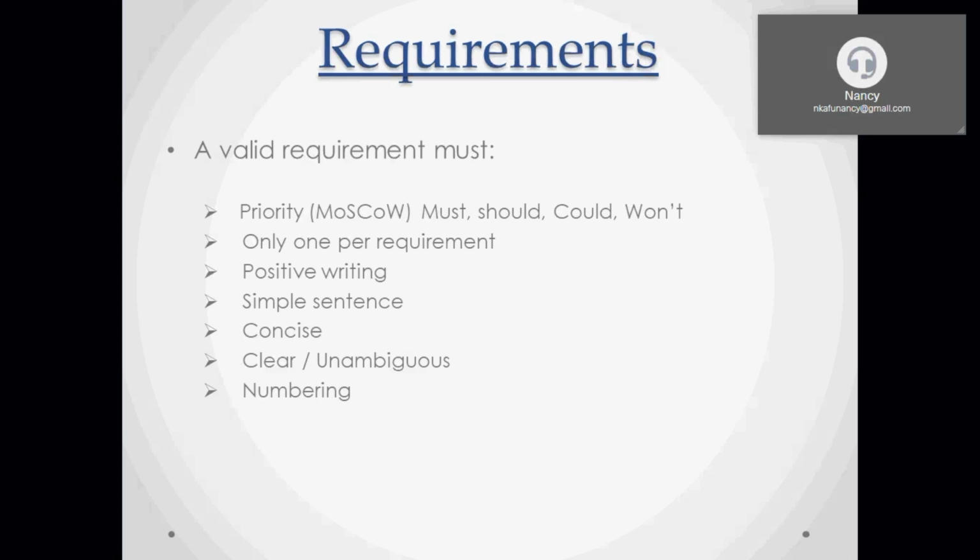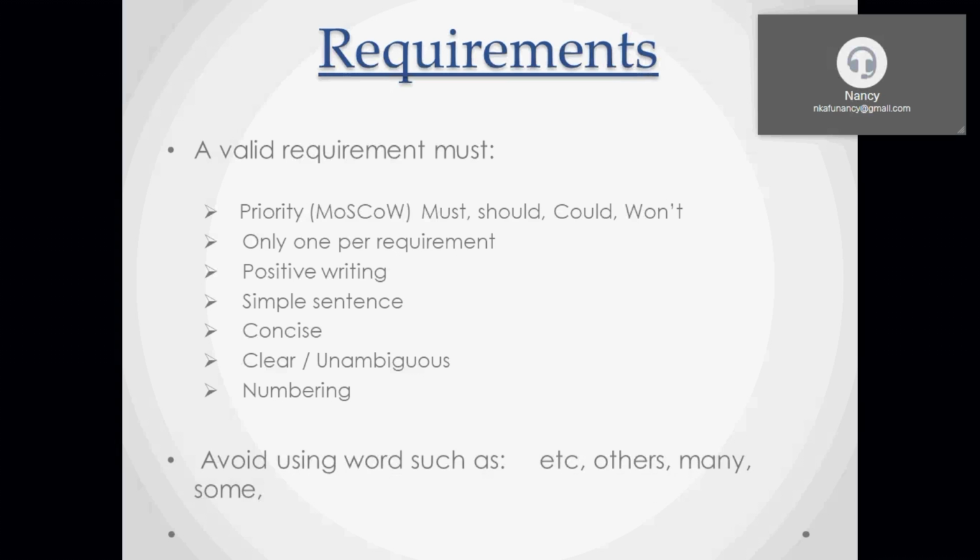And numbering: when you're writing your requirements, you need to number them as well. I'm going to show you a sample next week. You have to number it. Requirements could be FO1, FO2, or 1.1 and 1.2, depending on how we are going to number it. So you need to have that.